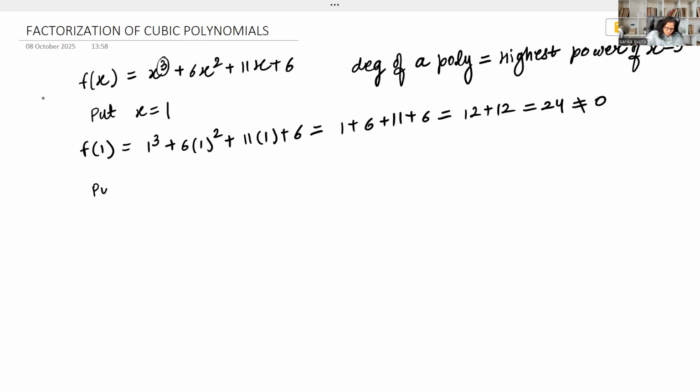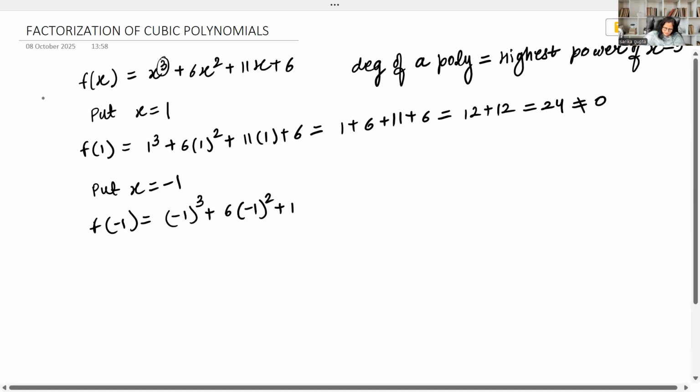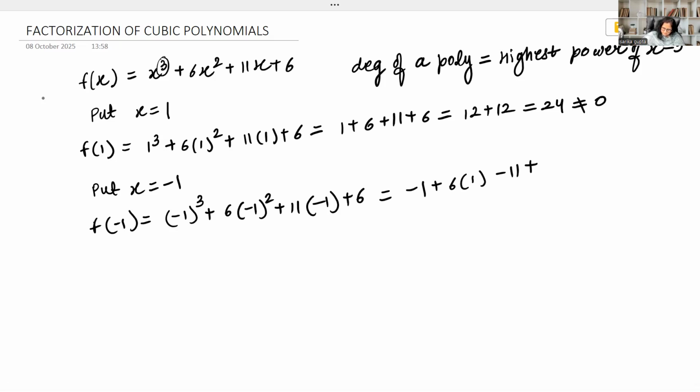Now we put x equal to minus 1. So f of minus 1 would be minus 1 cube plus 6 into minus 1 square plus 11 into minus 1 plus 6, which is minus 1 plus 6 into 1 minus 11 plus 6. So minus 1 minus 11 will make the answer minus 12. And 6 plus 6 will give the answer plus 12. So minus 12 plus 12 will make the answer 0.